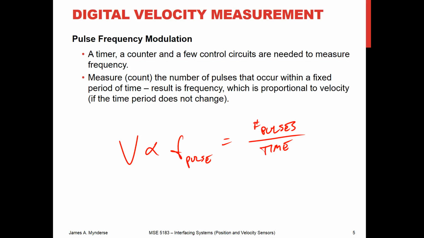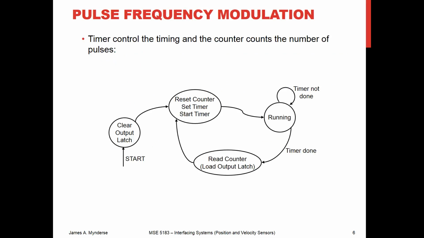So a very simple way to do this is with a finite state machine. If we use a timer, for instance a 555 timer, we can set up a fixed length of time that we're going to use. And so we start and we clear our output latch. Remember, the output latch is going to be how we hold our results. And then in our first state here, let's call that S1, we're going to reset the counter, start the timer, and then move on to state 2, and state 2 is just going to hang out there counting up all these pulses until the timer ends.